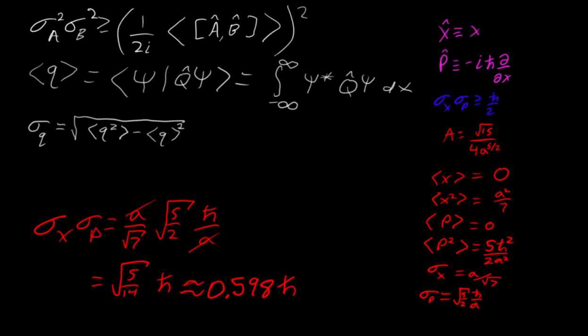And is 0.598 h bar greater than or equal to h bar over 2, which is 0.5 h bar? It is indeed, because 0.5 is less than 0.598. So the uncertainty principle actually works in this case, as it should, because it should work in any case. But we have now shown with an actual wave function, using our operators, that the uncertainty principle holds, and we've also calculated all this stuff.